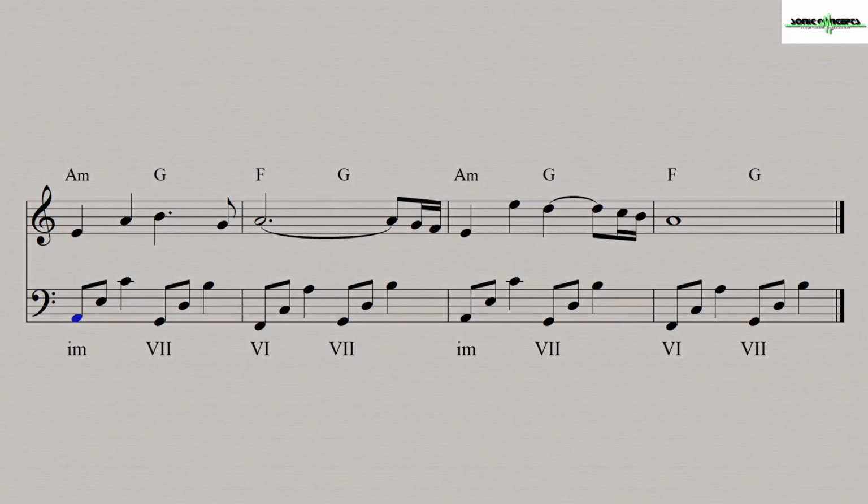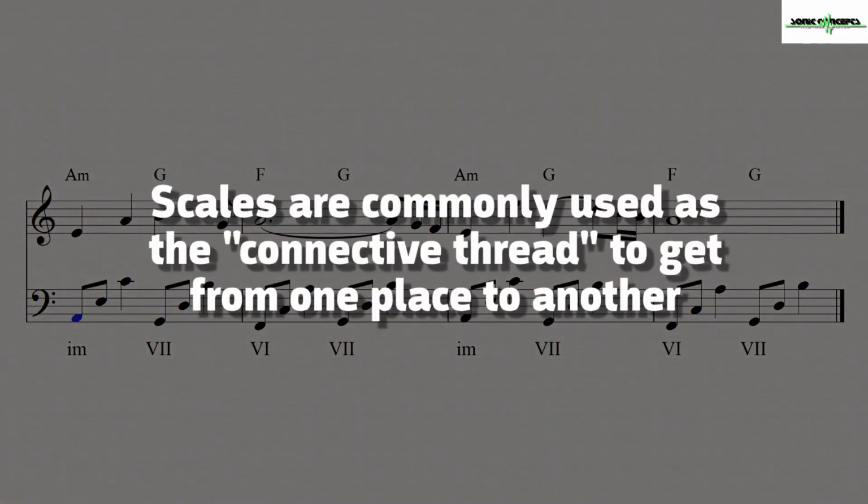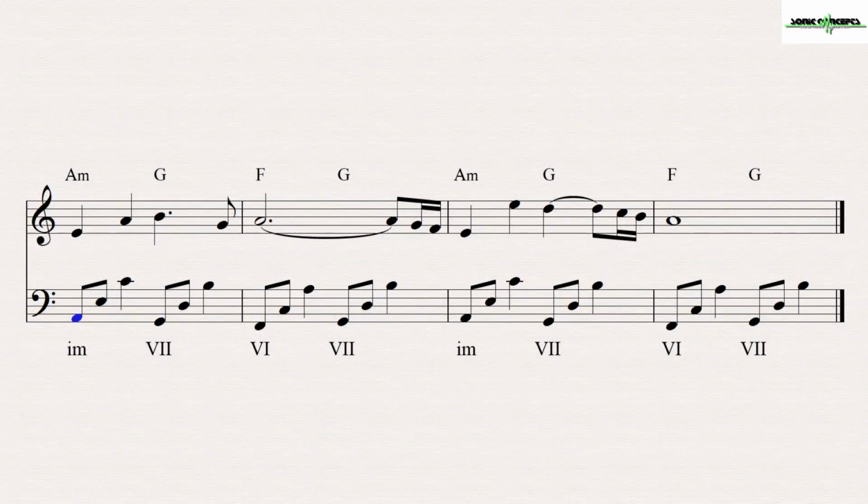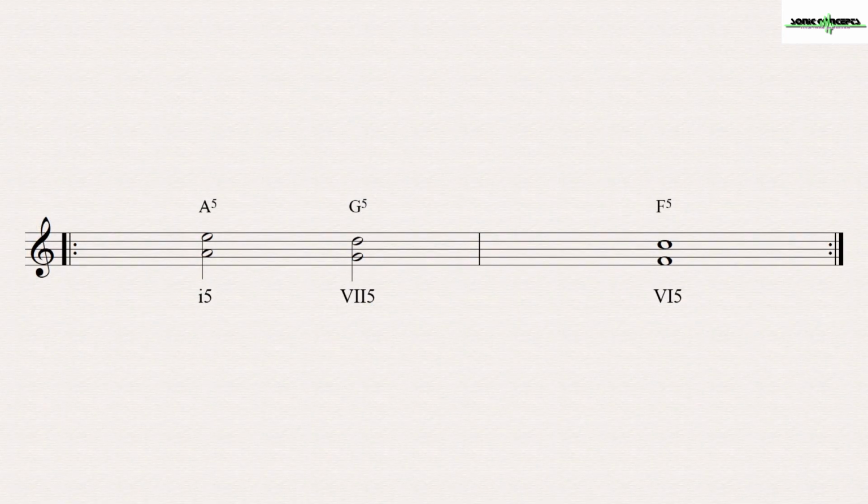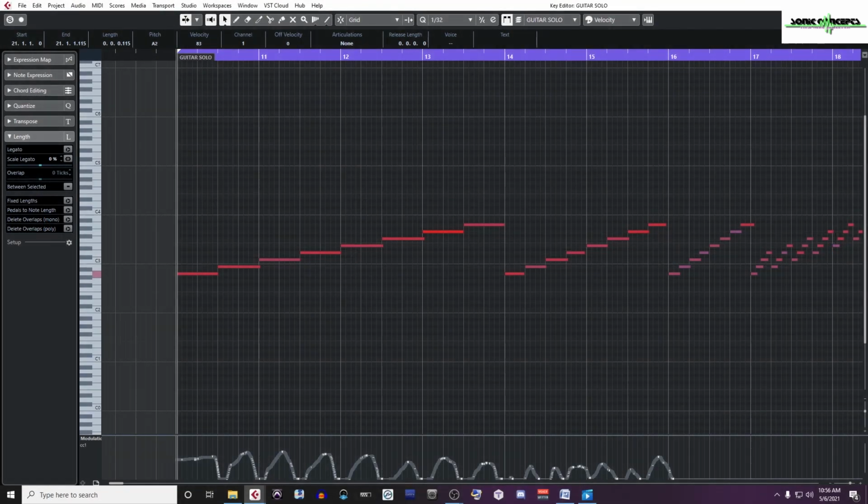Besides building harmony and melody, scales are very commonly used as the connective thread to get from one place to another. As far as improvisation is concerned, let's look at the chord progression from Stairway to Heaven, and I'll improvise a short solo over it using nothing but the A natural minor scale.